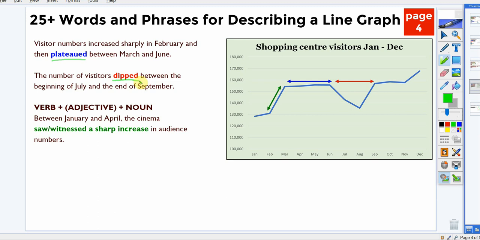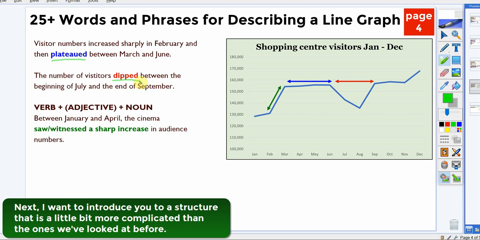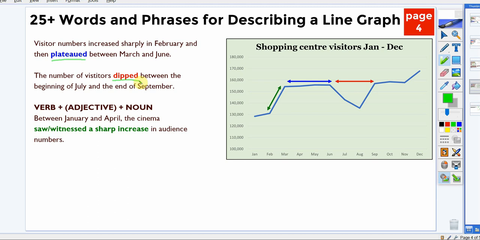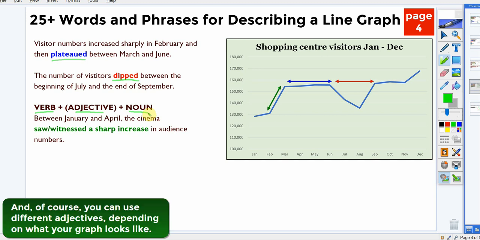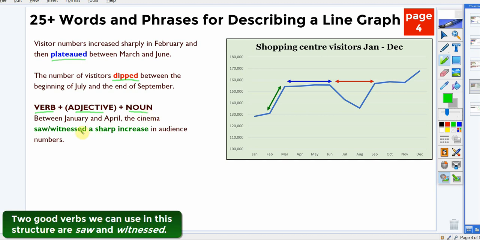Next, I want to introduce you to a structure that is a little bit more complicated than the ones we've looked at before. So this structure goes verb plus adjective plus noun. The adjective is an option, you don't have to use it, and of course you can use different adjectives depending on what your graph looks like. 2 good verbs we can use in this structure are saw and witnessed.